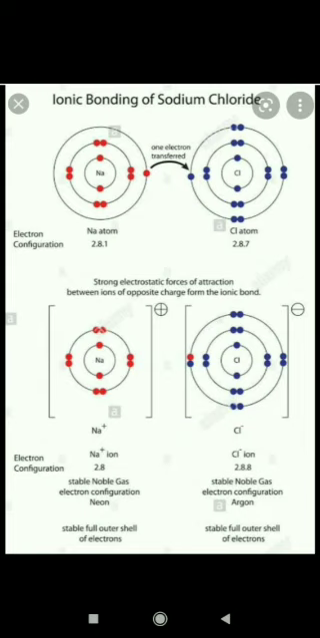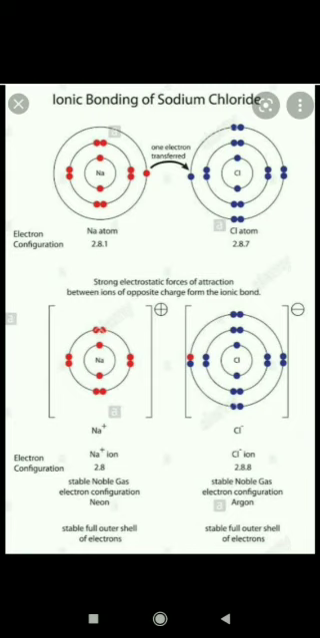Here you can see sodium is having 2,8,1. So the last shell is having only 1 electron, which is unstable, while chlorine is having 2,8,7. Chlorine has a place for that 1 electron. So sodium gives this 1 electron to chlorine. So now sodium becomes 2,8 with a plus charge, and chlorine becomes 2,8,8 with a minus 1 charge.